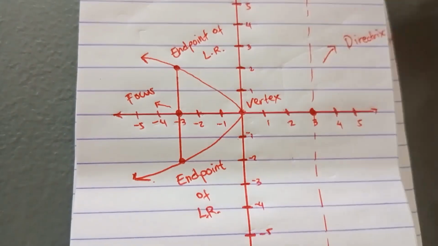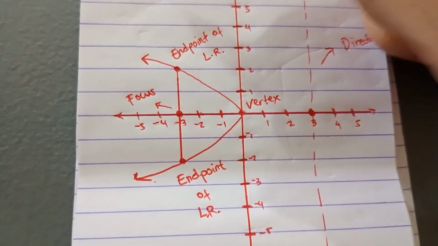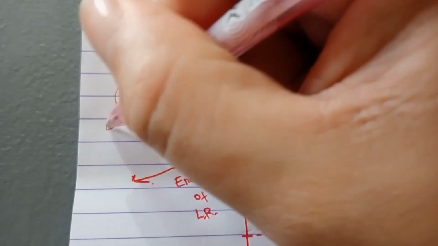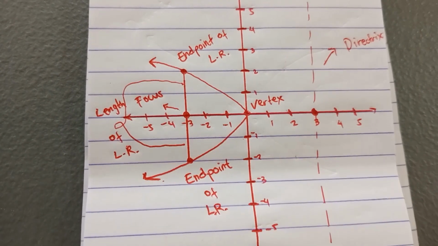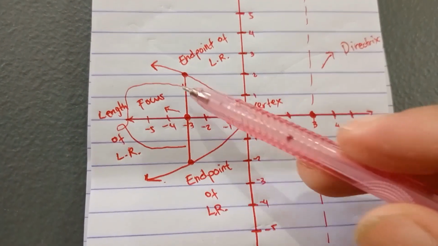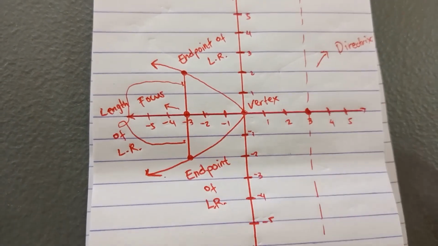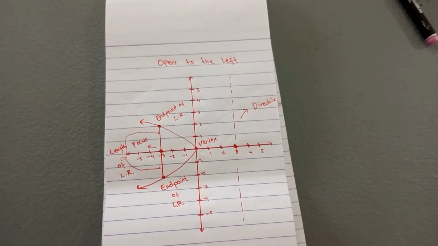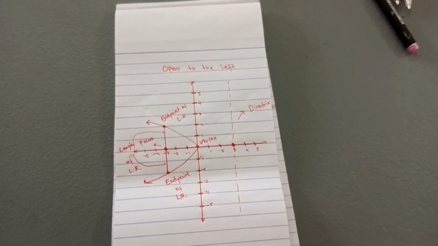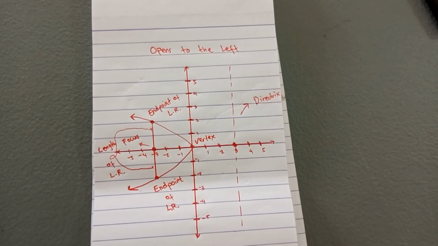We have the focus. Then if we connect the two endpoints, that is known as the length of latus rectum. It's a distance we are talking about here, viewers. Always remember that this is known as the length of latus rectum. It's a distance, so it is always positive.